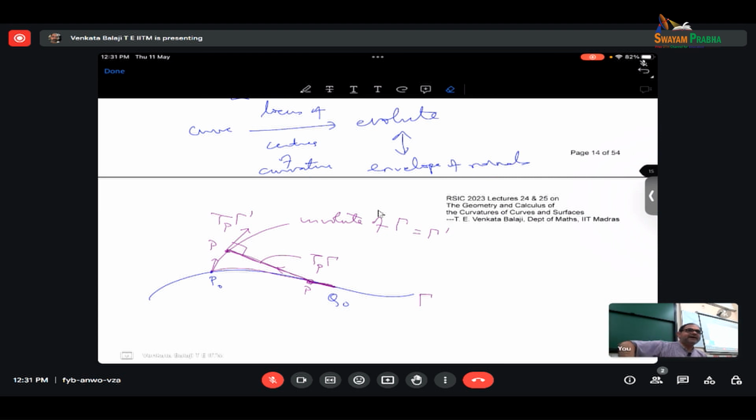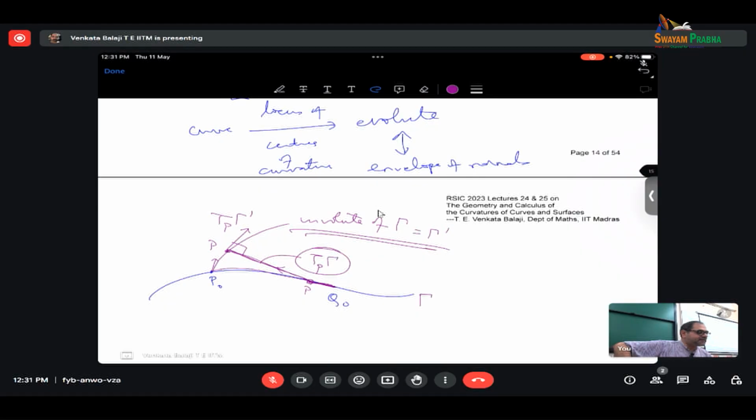Look at this picture, what does it tell you? You take this involute. Is it not clear that the tangents to the original curve are normals to the involute? And is it not clear that the original curve is the envelope of the normals? Therefore, the original curve is the locus of centers of curvature of the involute, right? Do you see that? Let me repeat it.